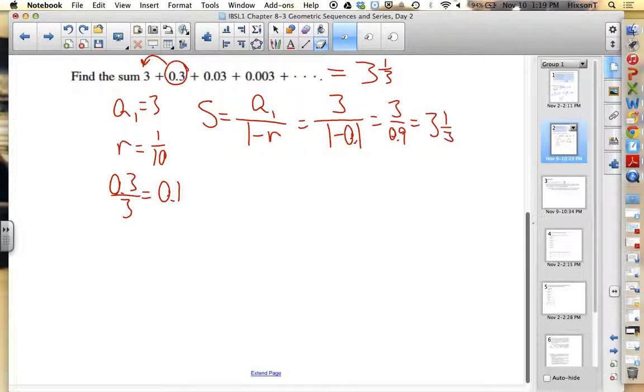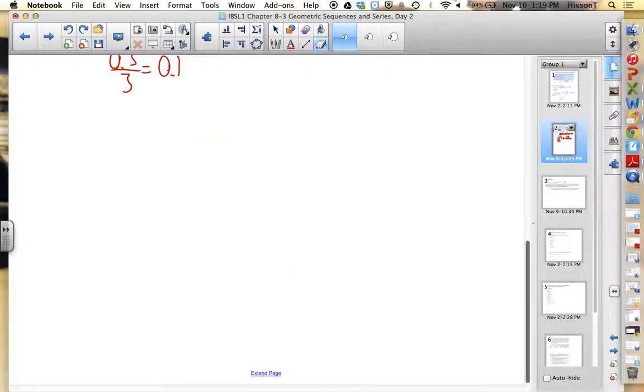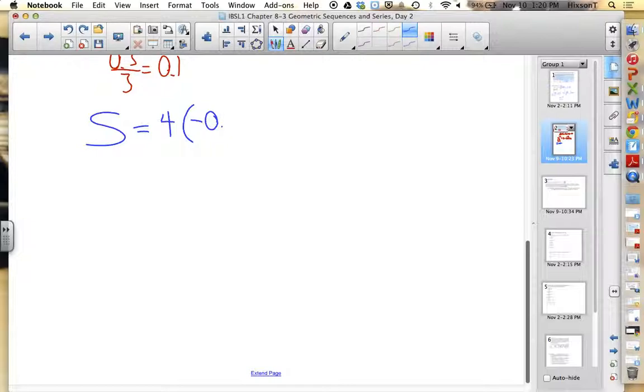Alright, let's try one more here, an infinite series. Someone give me an example of a geometric sequence that we would be able to find the sum of. 4 times negative 0.2. Okay. Find the sum. I shouldn't put equals there. I should put the sum from n equals 1 to infinity. Or actually it should be 0 to infinity.